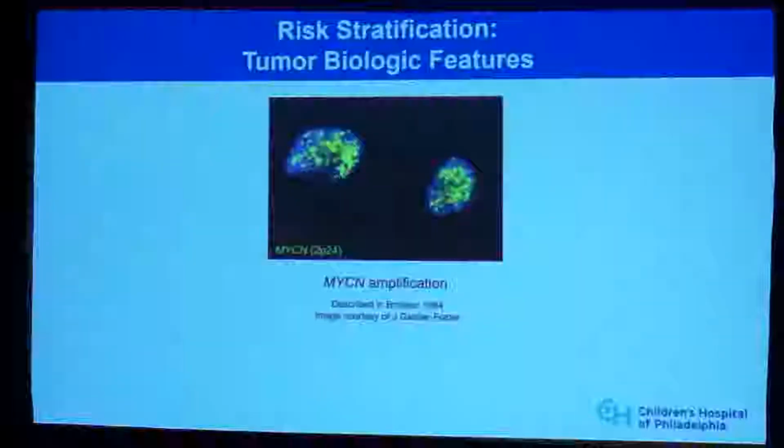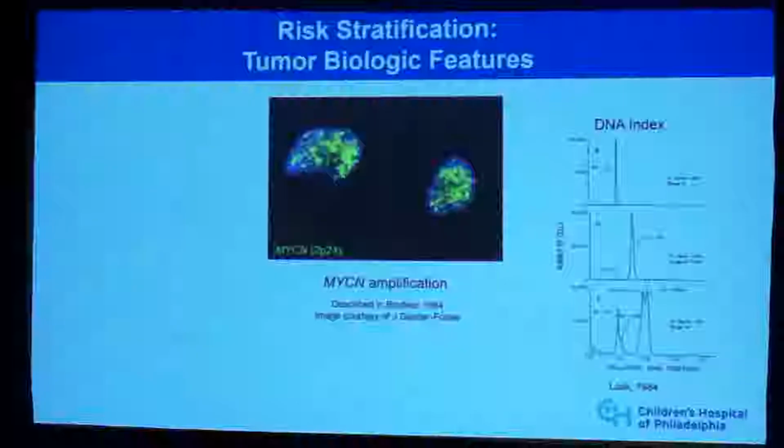Jan went into much more detail about the biologic features, but I'll just summarize here by saying MYC remains the most powerful prognostic feature that we use currently in risk assignment in neuroblastoma. And here's a picture of MYC amplification. This was originally described by Garrett Brodeur back in the 1980s and is still used very commonly everywhere today.